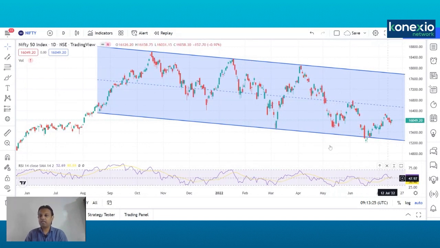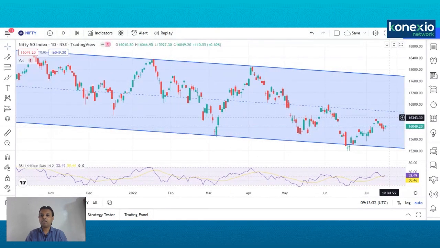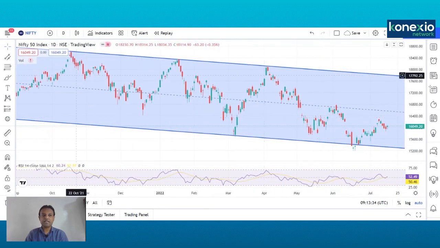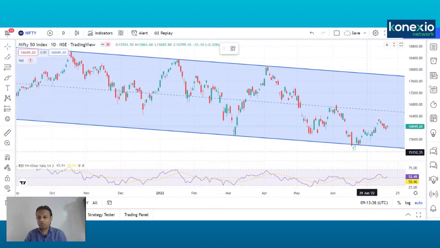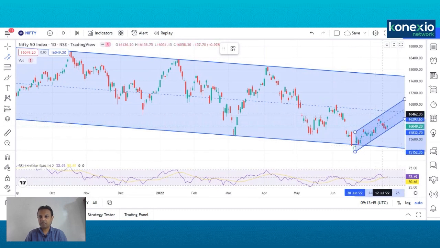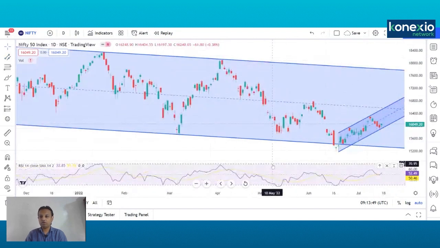Currently RSI is in the midway. It is in a comfort zone. Nifty is making higher tops and higher bottoms. Now let me make a rising channel within this falling channel so that we have a clear view of the short-term trend where Nifty is heading in the coming weeks. So this is the rising channel which I have been talking about.